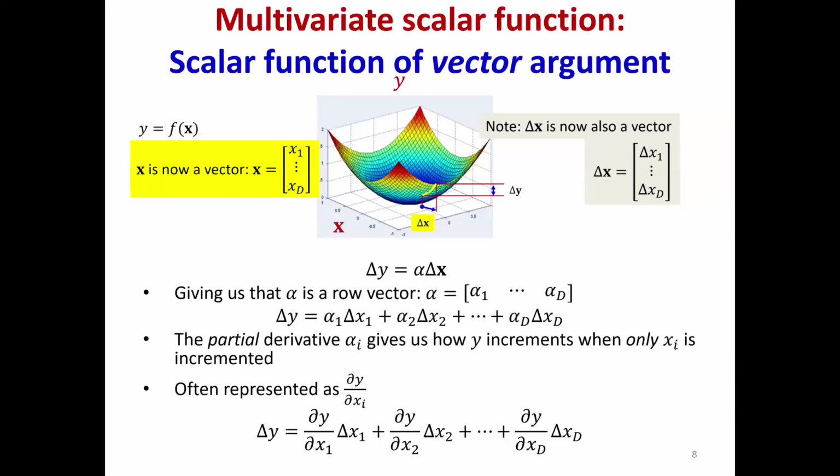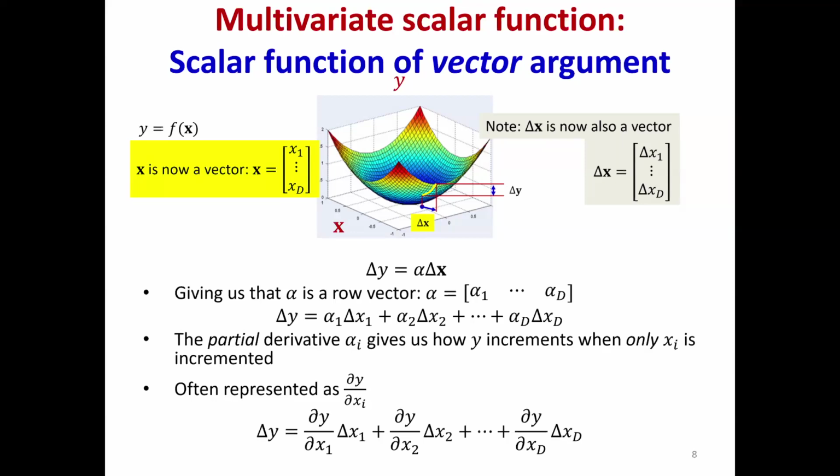But what is delta x? What kind of a variable is delta x? Is it a scalar? No. X is a column vector, right? So what is delta x going to be? Also a column vector, right? So delta x is going to have the form delta x1 through delta xn. What is delta y? Scalar, right?